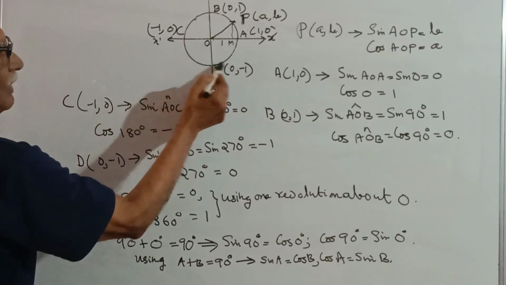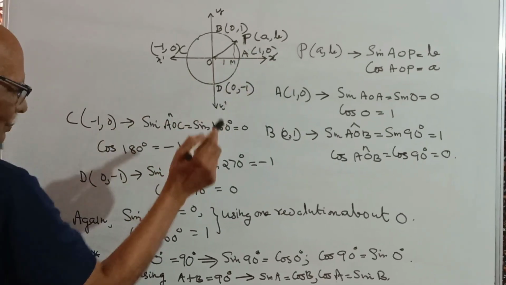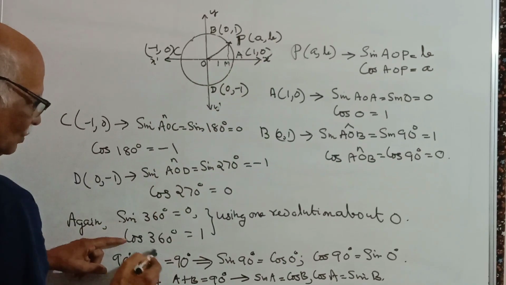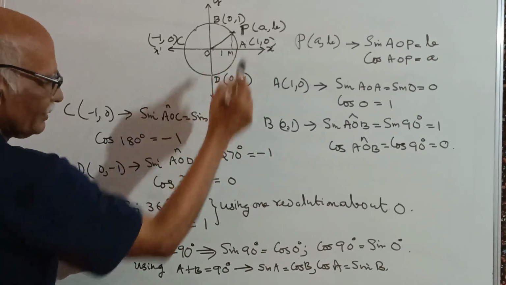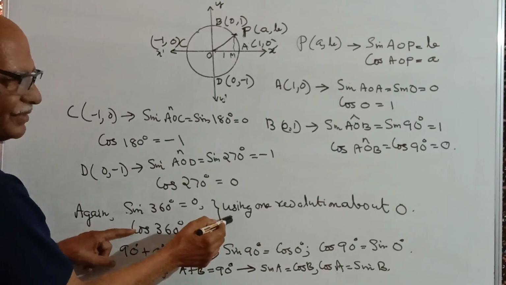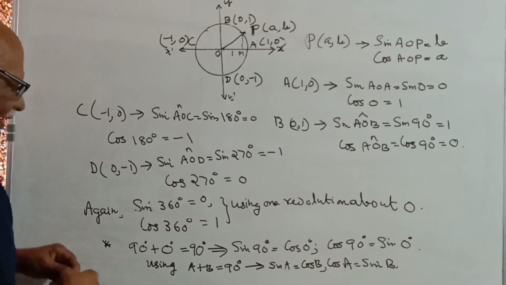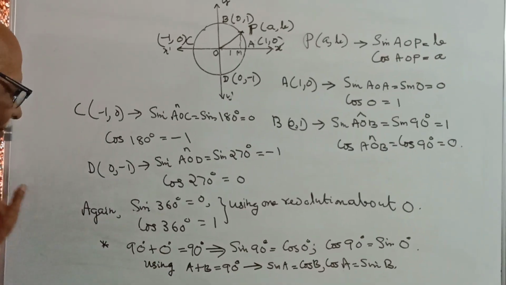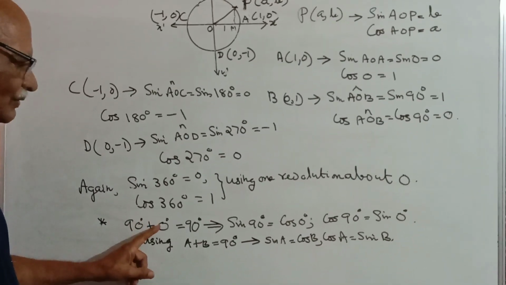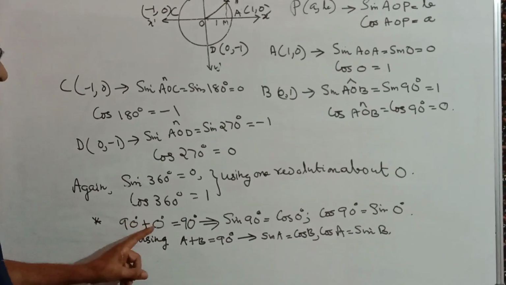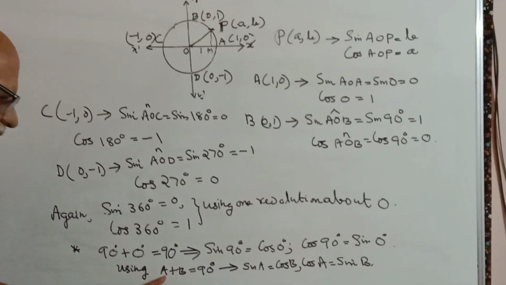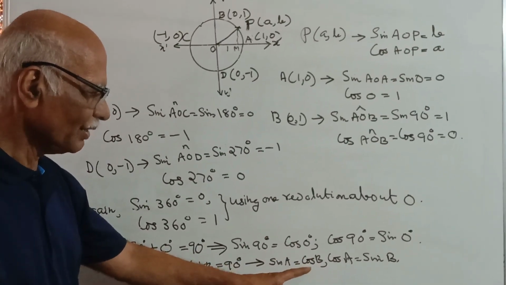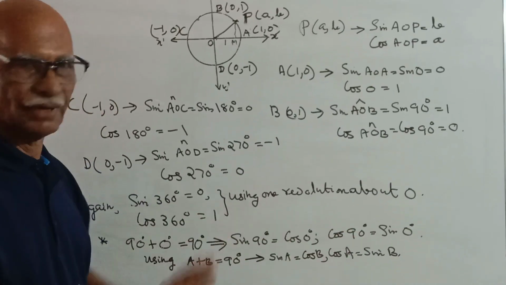Now, after one complete revolution, you get again (1, 0). So sine of 360 is the y coordinate 0. Cos of 360 is the x coordinate 1 after one complete revolution. Now here is an idea. 90 degrees plus 0 is 90 degrees. So sine of 90 will be cos of 0 and cos of 90 will be sine of 0. Using this result, a plus b equals 90 degrees means sine of a is cos of b and cos of a is sine of b.